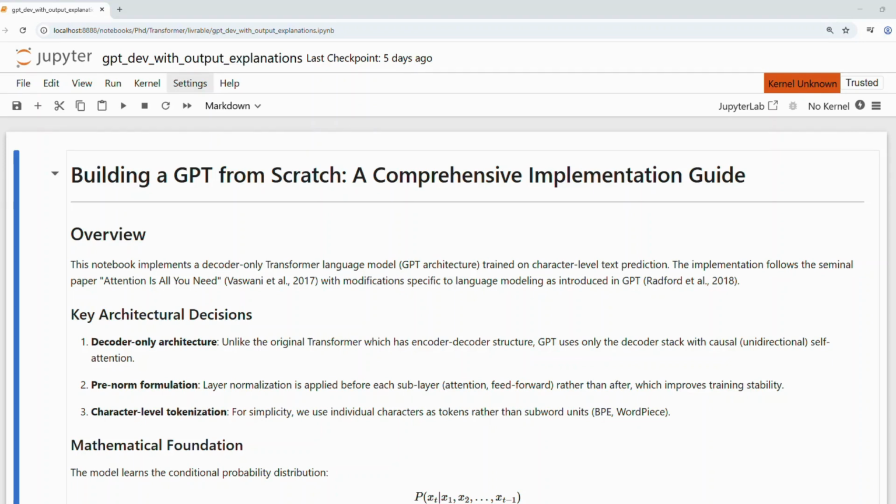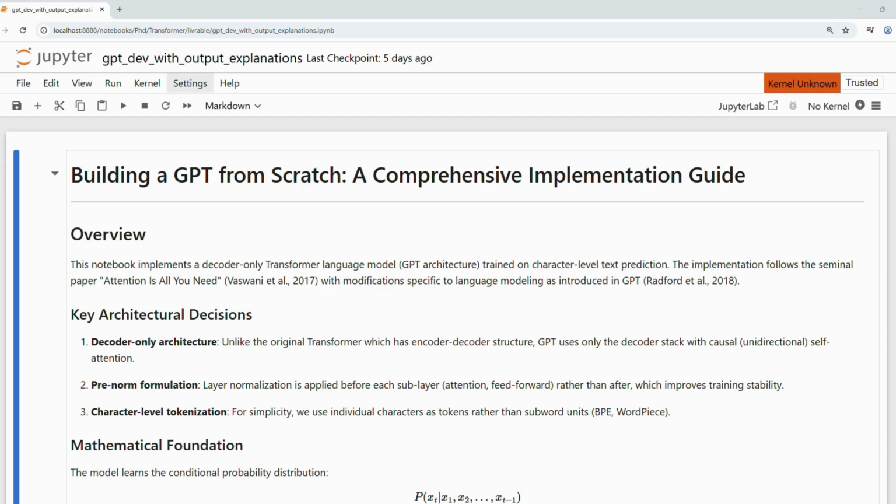Welcome everyone. Today we're going to build a GPT, a Generative Pre-trained Transformer, completely from scratch, not using a library, not calling an API. We are writing every single component by hand, from raw text all the way to a model that generates coherent Shakespearean dialogue.